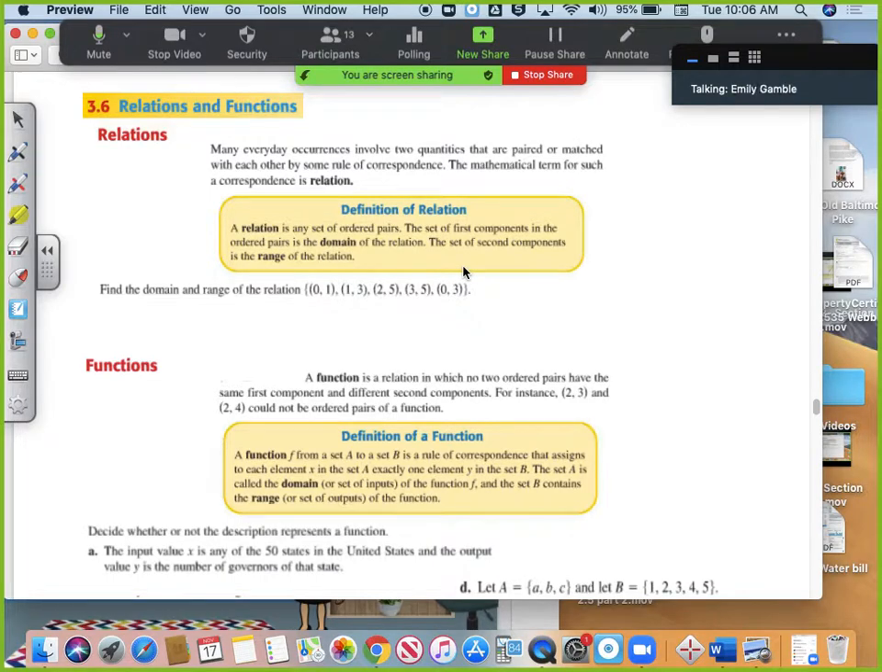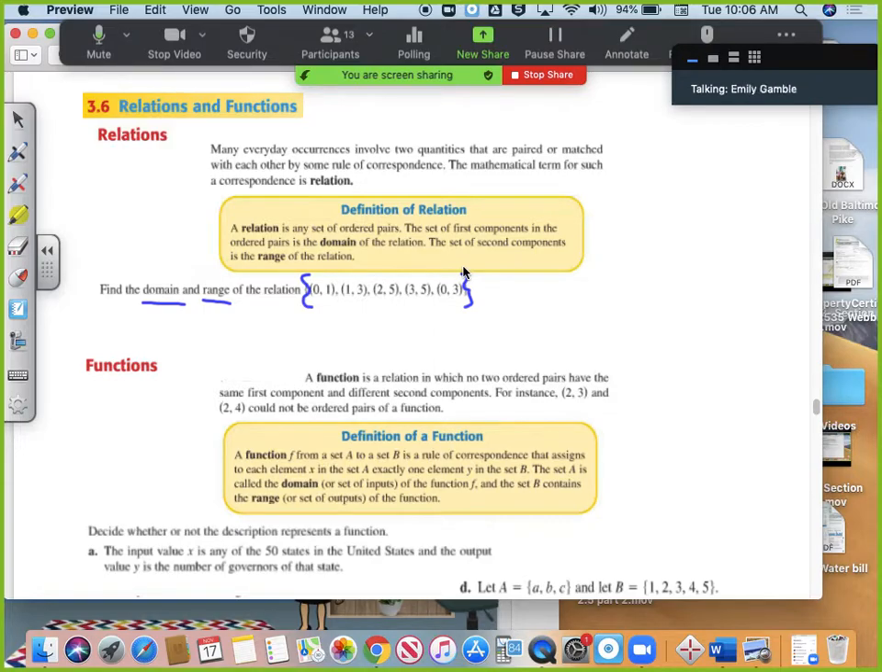So a relation is any set of ordered pairs. When you see these fancy brackets, it's just a fancy notation for showing that this is a set of numbers. So if I said graph this relation, that means just graph the set of ordered pairs. You would graph (0, 1), (1, 3), (2, 5), and so on. But in these sections, they're going to ask us to find the domain and range of the relations.